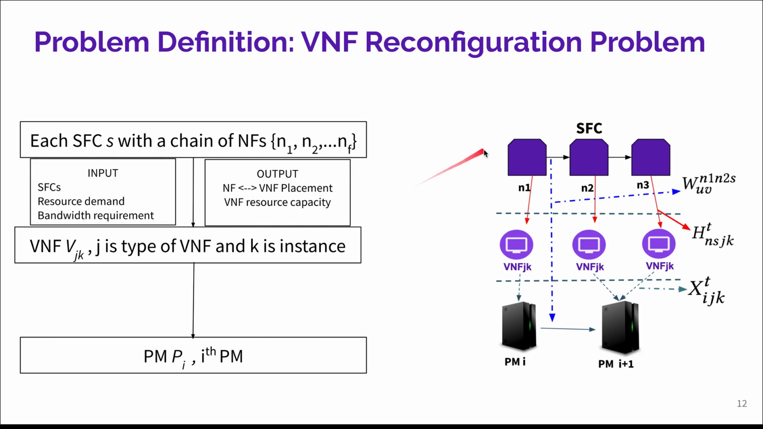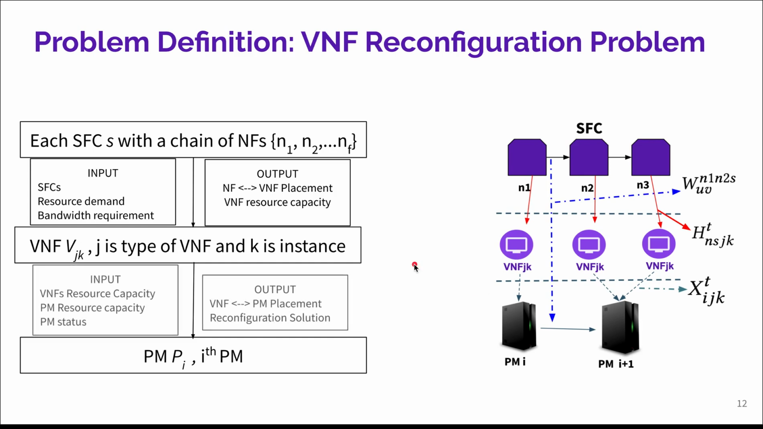Here, the input is the SFCs with all the chained network functions, the resource demand, and the bandwidth requirement of that service function chain. Based on that input, the output of this problem is the placement solution between network functions and virtual network functions, and we can even determine the residual capacity, or the resource capacity, of each virtual network function based on the network functions it is going to process.